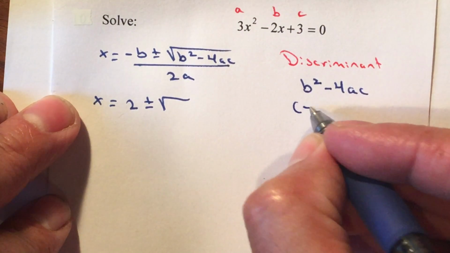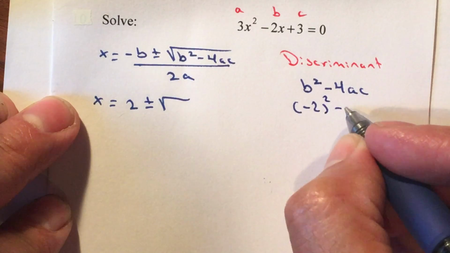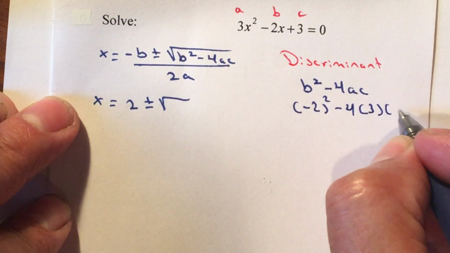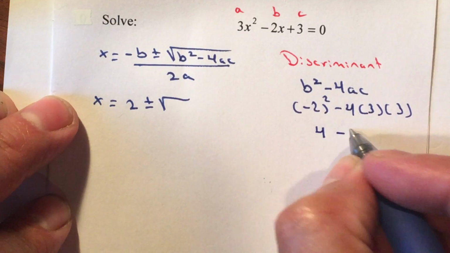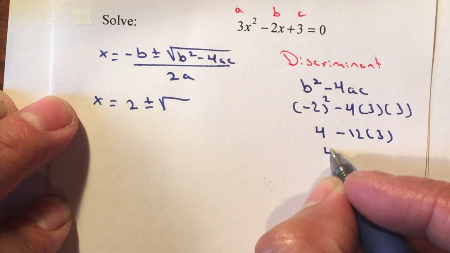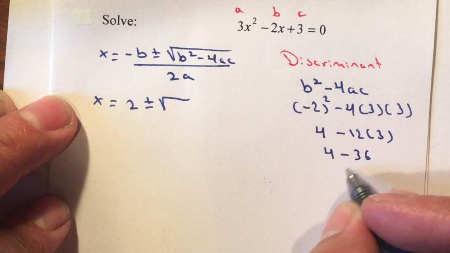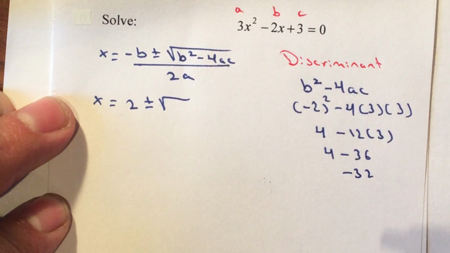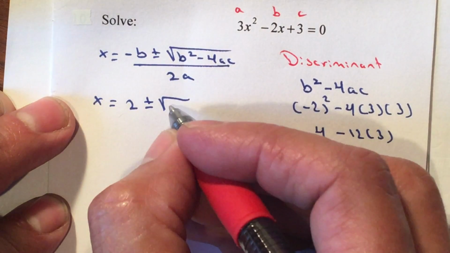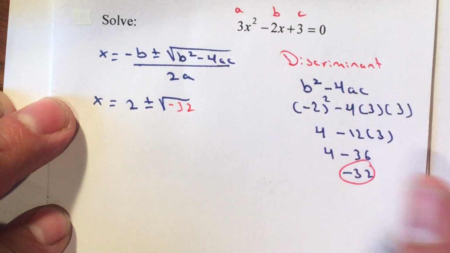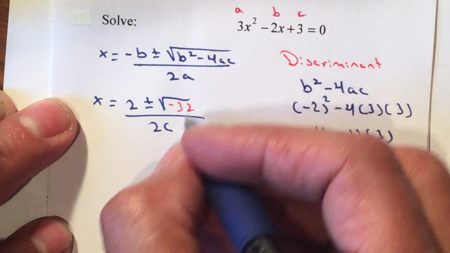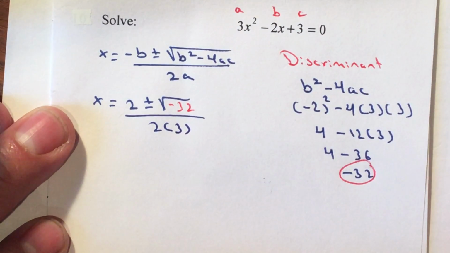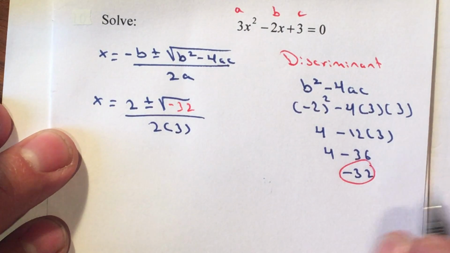b is negative 2 squared minus 4, a is 3, and c is 3. Negative 2 squared is 4, minus 12 times 3. 4 minus 36 will give you negative 32. That is my discriminant. It goes inside the square root, all over 2 times a, where a is 3. And I just need to simplify.